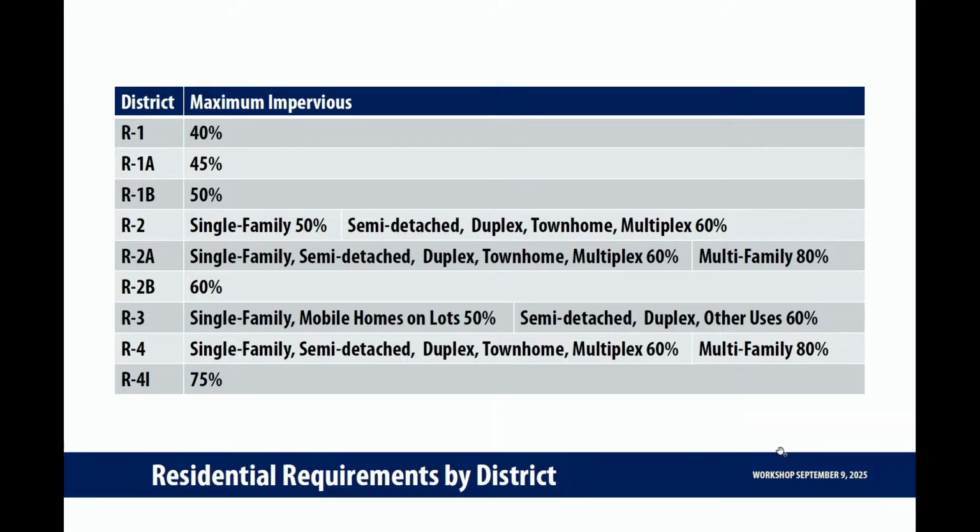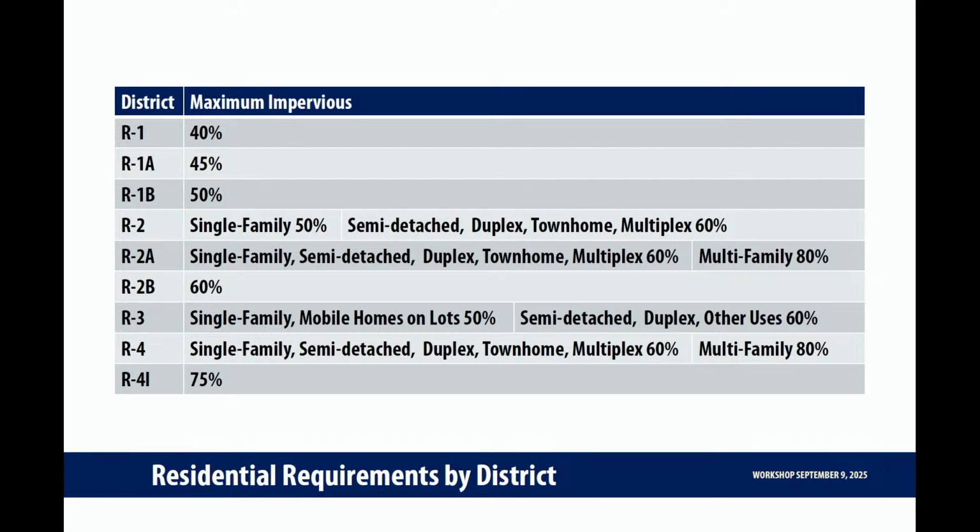In our zoning districts, and this only applies really to residential development because larger development goes through site plan and meets all those requirements on the state level, I believe. In R1, the maximum impervious surface ratio is 40%. R1A, it's 45%. R1B is 50%. R2, you have 50% for single family. All the others, you have 60%. R2A, 60% is the lowest, and then multifamily can go up to 80% impervious.